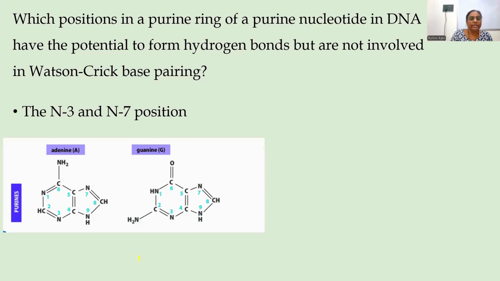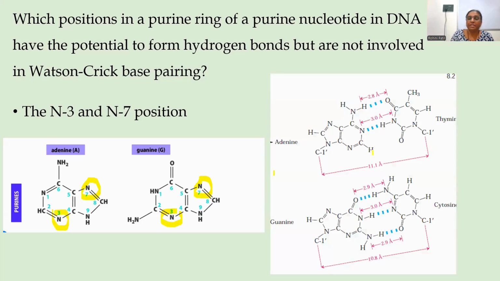Now here, when you look at the structure of adenine and guanine, this is the first position, second, third, fourth, fifth, and here it is the sixth. Now here it is the third position, and this is the seventh position of the adenine. This is the third position of the guanine, and here it is the seventh position of the guanine. Now these two positions, though they are able to form hydrogen bonds, are not involved in hydrogen bond formation. Here you can see the first position, though it is an N, is able to form the hydrogen bond. The same type is present here at the third position and at this seventh position. So the N at the N3 position and the N at the 7th position are able to form hydrogen bonds, but they are not involved in the hydrogen bond formation.